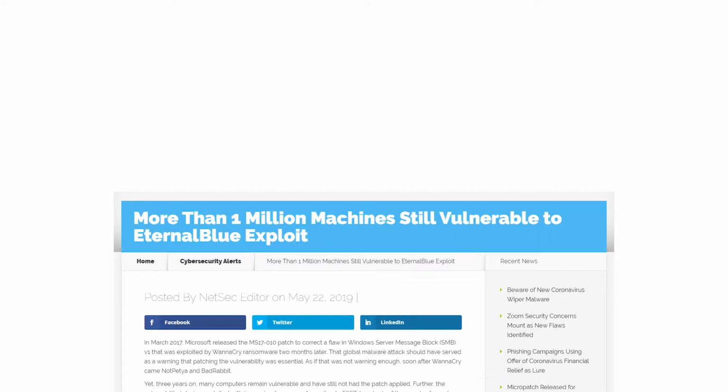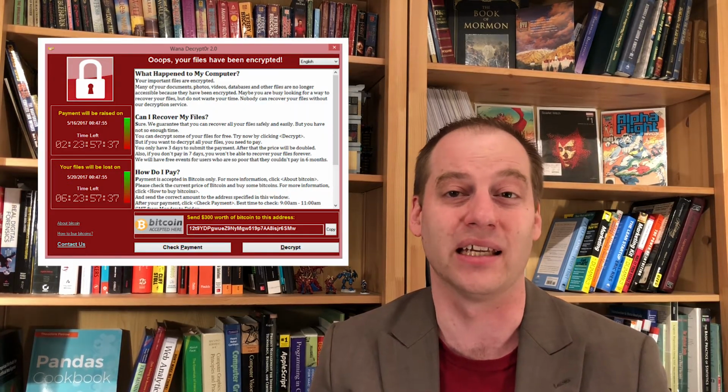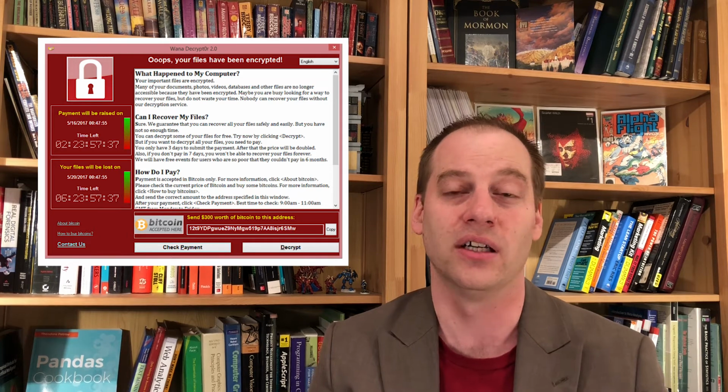One of these tools was called Eternal Blue, which exploits the SMB vulnerability previously patched by Microsoft to install a backdoor called Double Pulsar. However, because of slow patching, many Windows machines were and still are vulnerable to Eternal Blue. Nearly 1 month later, on May 12, 2017, WannaCry was released to the world.